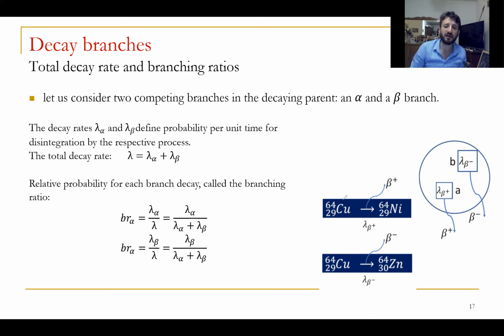For example, here we have Cu 64 decays to Ni 64 with beta plus. The same element decays to Zn by beta minus. So here we have 2 lambdas and we have 2 probabilities, to decay by alpha and by beta. Okay.